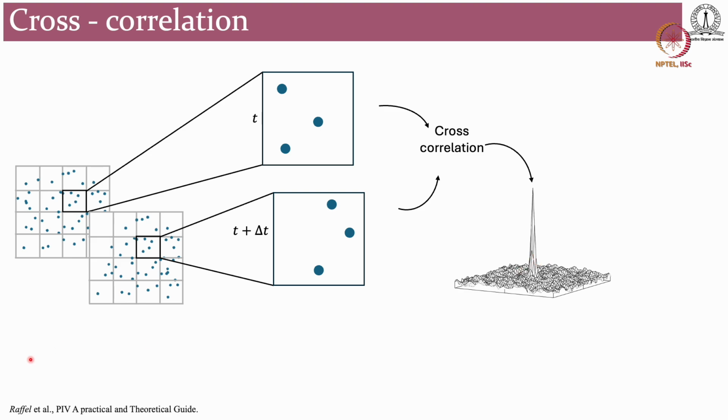This has been taken from Raphael et al. It's an excellent guide for anyone to understand PIV. And then if you get this peak, you get the displacement, and then you get a vector for the interrogation window you are looking into. So as such, if your flow field looks like this, then you should get around 16 vectors for each of the interrogation windows you have created.